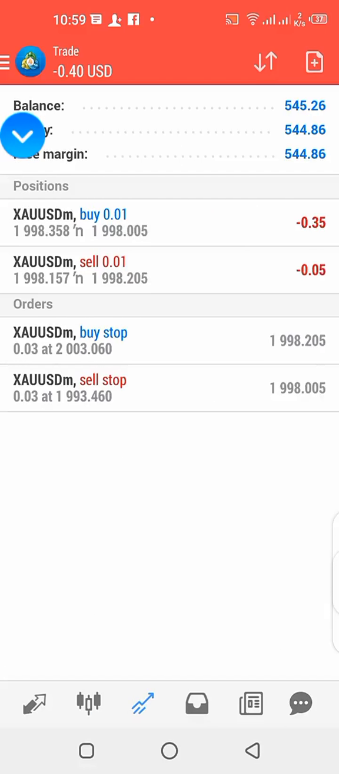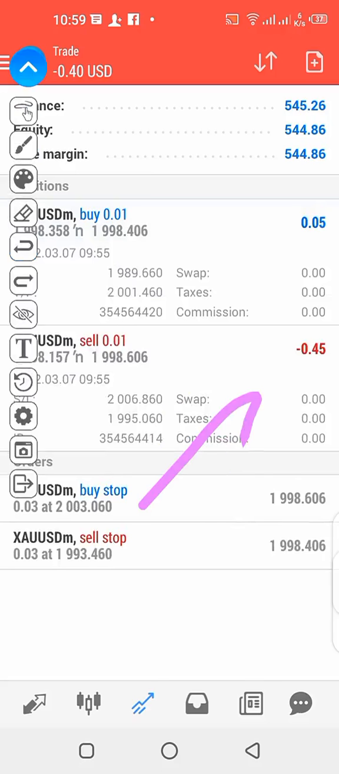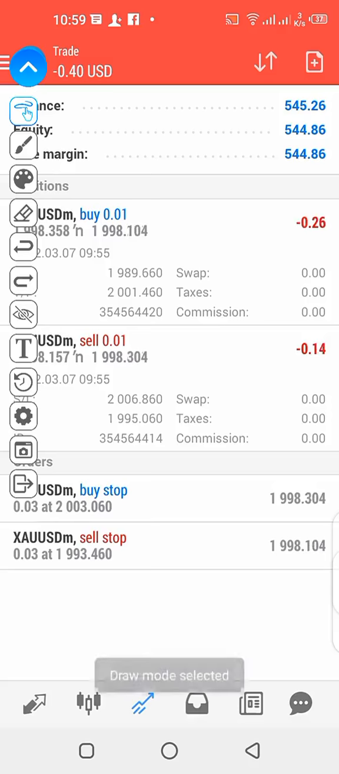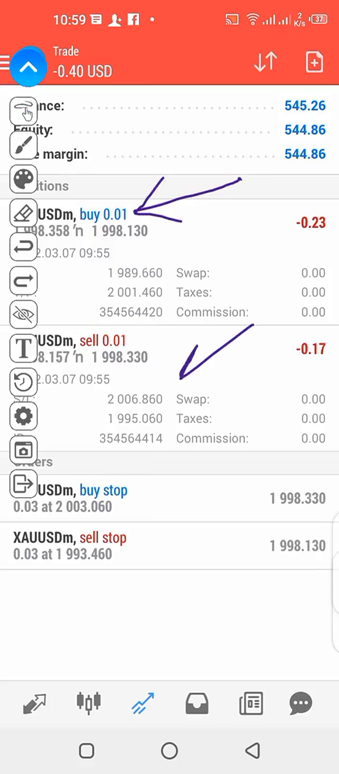I expect one of the two running trades to get triggered with the TP. I expect one of the two trades to close out in TP. Okay, this is my buy, this is my sell. The take profit is 30 pips. So if the buy trade closes in 30 pips, I have the sell trade running.